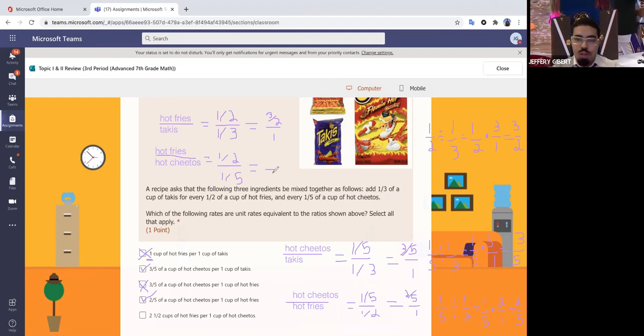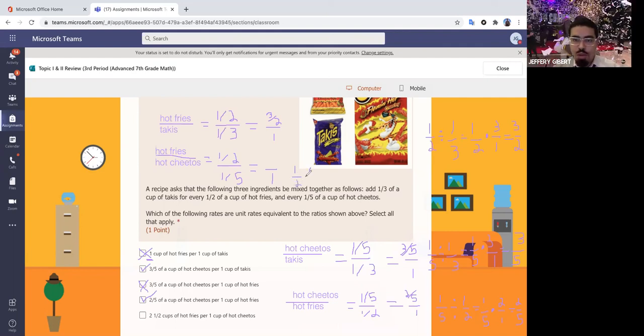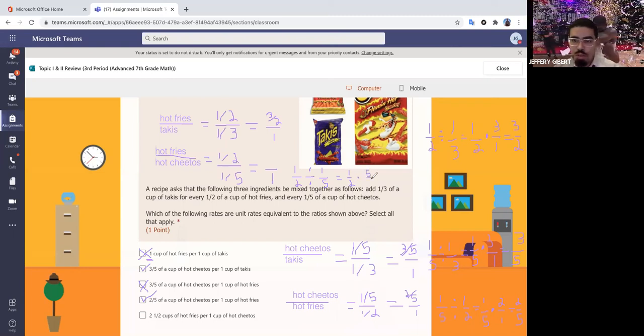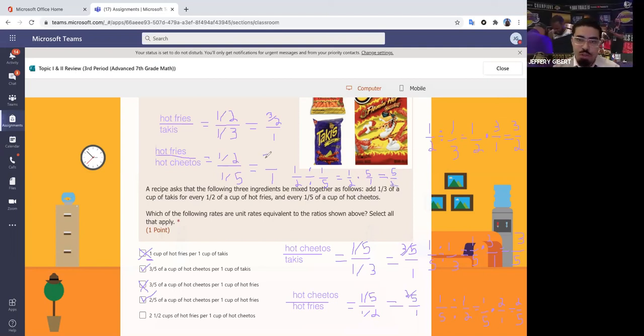So to get a unit rate, you just do the top divided by the bottom. So 1/2 divided by 1/5. When you divide fractions, you keep the first one the same, you change division to multiplication, and flip the second fraction to its reciprocal. So 1 times 5 is 5. 2 times 1 is 2. So you get 5 over 2. So 5 over 2 hot fries for every 1 hot Cheeto.